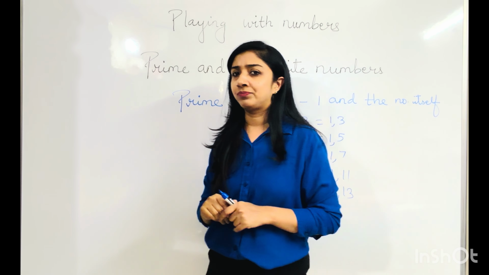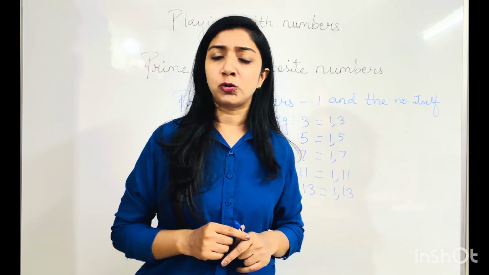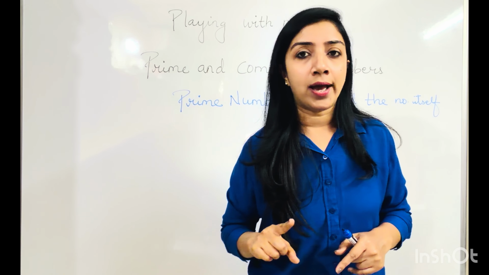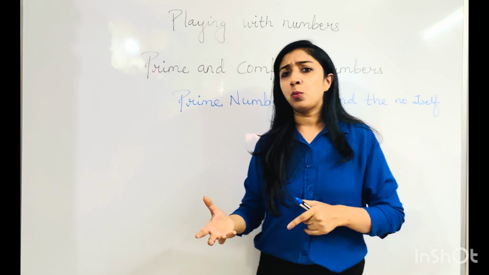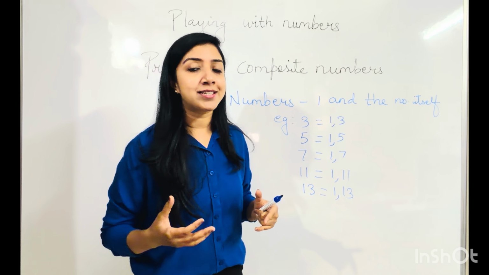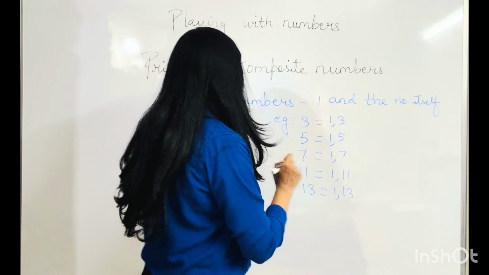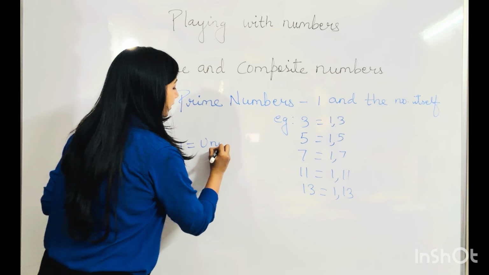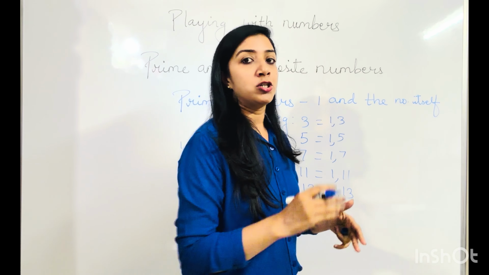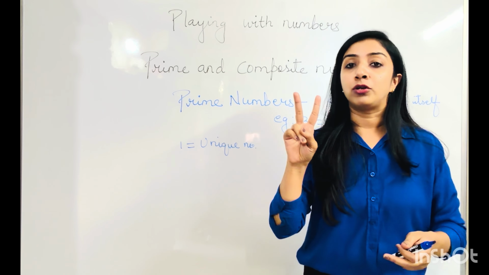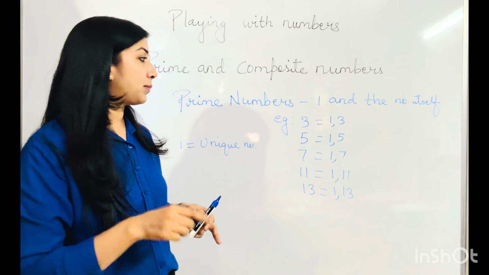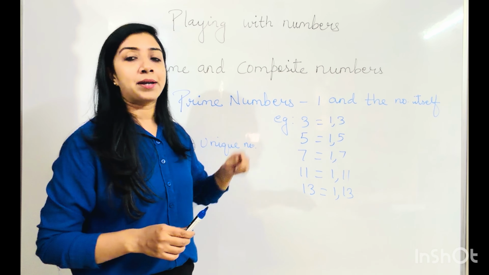Now, what about 1? Can we consider 1 a prime number? Do we have two factors of 1? No, we cannot consider 1 as a prime number. Can we consider 1 as a composite number? No, we cannot consider 1 as a composite number either. So what is 1? 1 is a unique number. Children, keep this in your mind. 1 is a unique number. So prime numbers are the numbers which have only two factors, 1 and the number itself, and 1 is a unique number. And these are the examples of prime numbers.